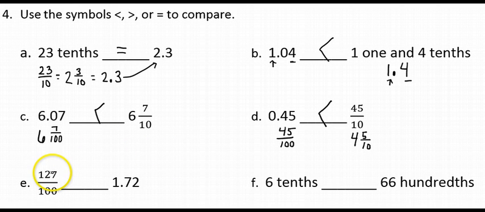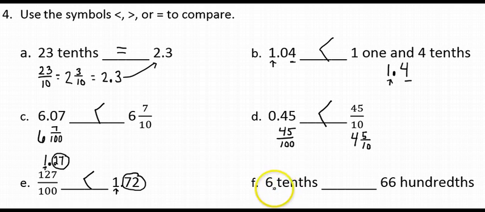In the next problem, I have 127 hundredths, and I'm comparing it to 1 and 72 hundredths. Well, 127 hundredths is the same thing as 1 whole and 27 hundredths. Both numbers have 1 whole, but let's compare the 27 hundredths to the 72 hundredths. 72 would be larger. So 1 and 27 hundredths, or 127 hundredths, is less than 1 and 72 hundredths.